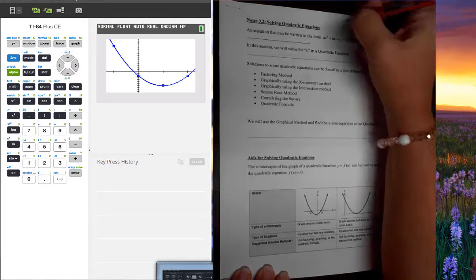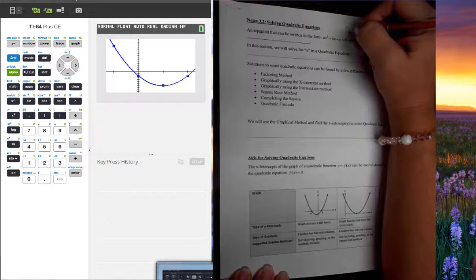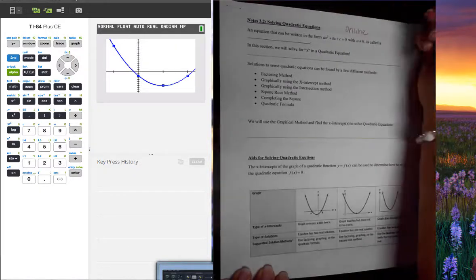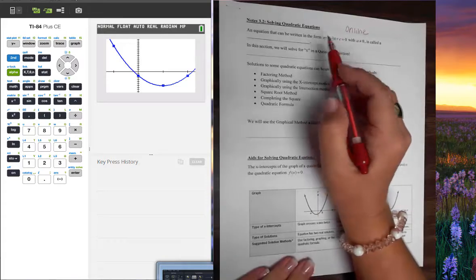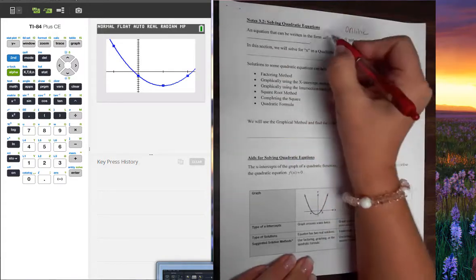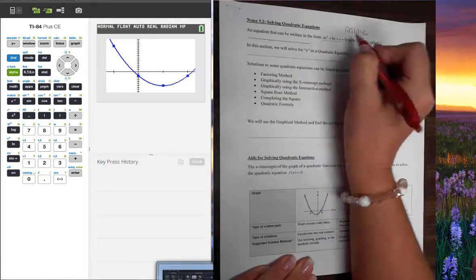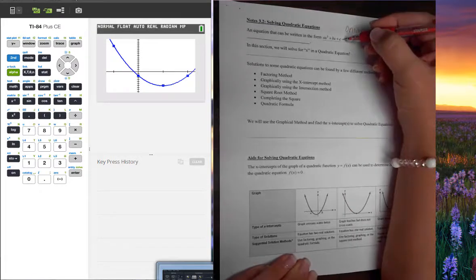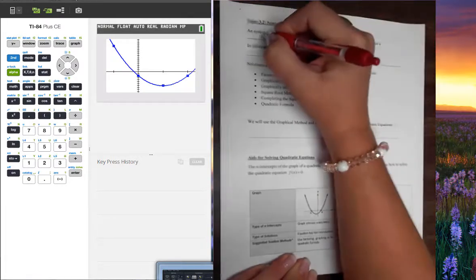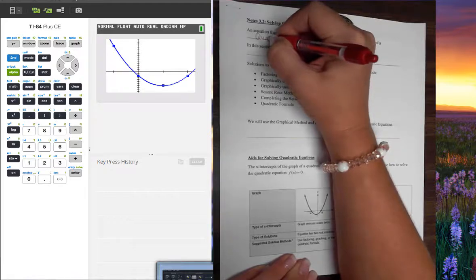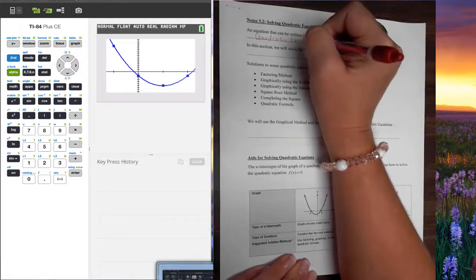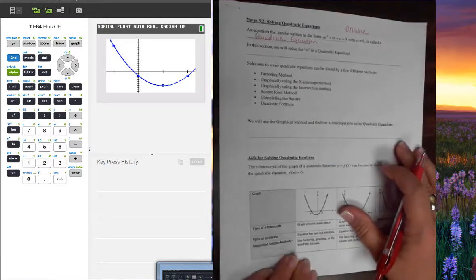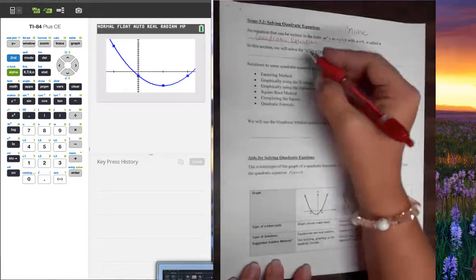Hello there. For section 3.2 for our online notes, we're going to look at solving quadratic equations. So we looked at the formula for a quadratic equation already, but now it's just going to have an addition to the end of it, equals 0, and that makes it an equation that we're going to solve. A quadratic equation. Okay, so we're going to be solving for x in these things.